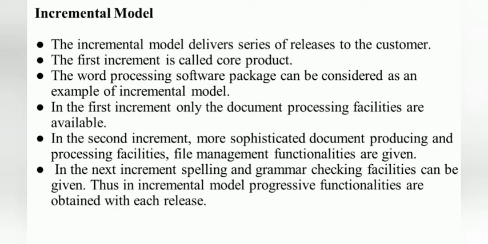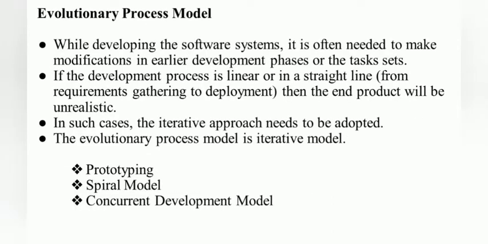Next, evolutionary process model. While developing the software system, it is often needed to make modifications in earlier development phases or the task sets. If the development process is linear or in a straight line, then the end product will be unrealistic. In such cases, the iterative approach needs to be adopted. The evolutionary process model is iterative in nature. It consists of prototyping, spiral model, concurrent development model.